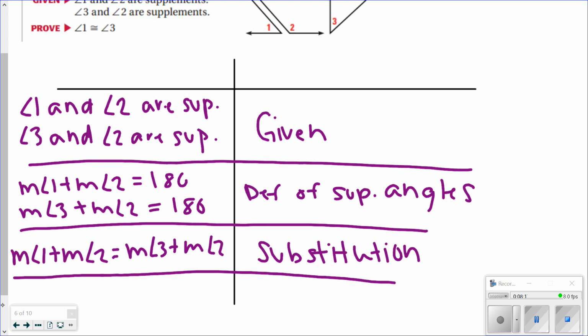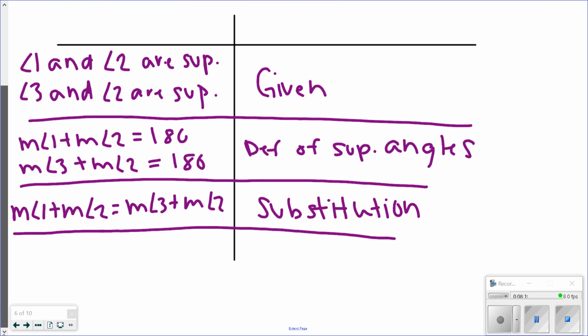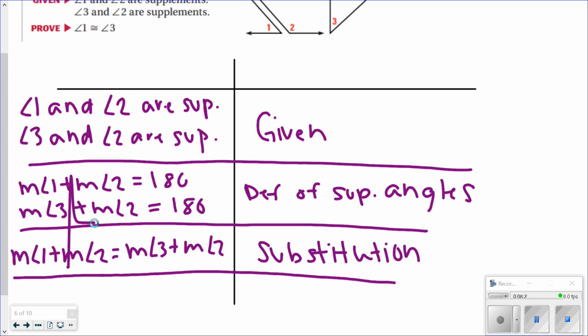All right, now looking at our equation, what do you notice is on both sides of the equal sign? Well, we have the measure of angle 2. Sorry, so we have the measure of angle 2 and the measure of angle 2. So if you have something on both sides of the equal sign, they cancel out. So I can actually get rid of the measure of angle 2 on both sides.